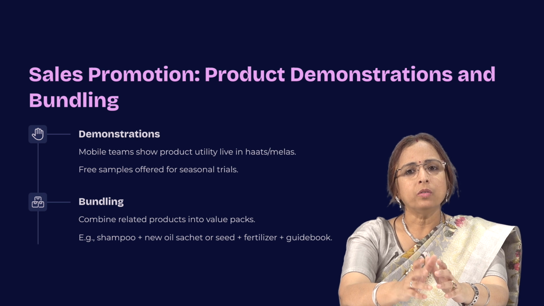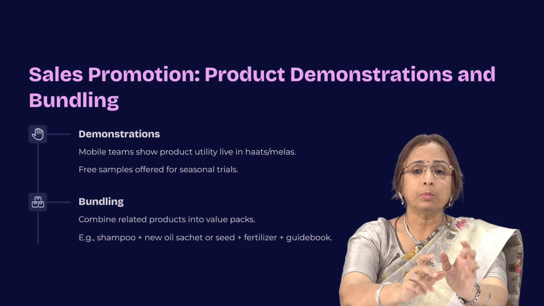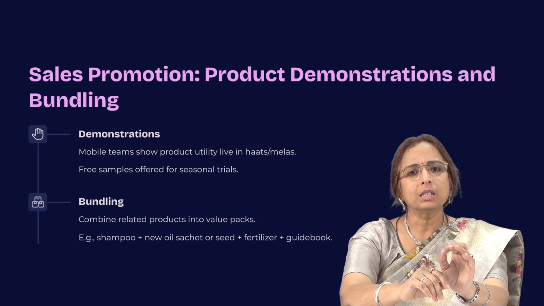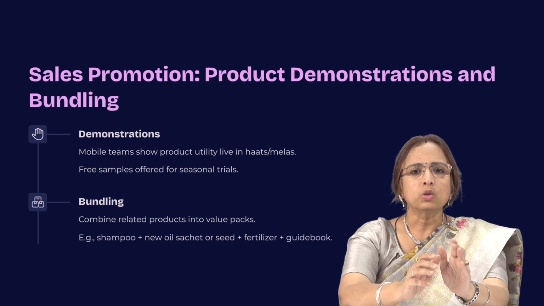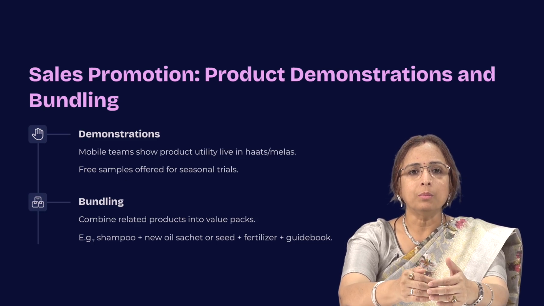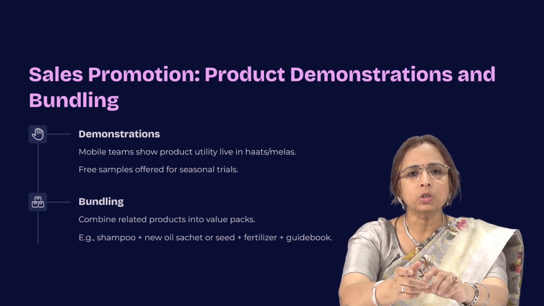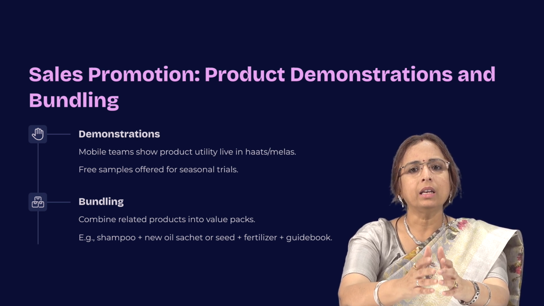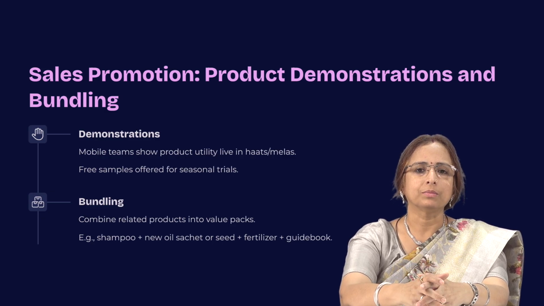Companies also frequently employ bundling and value packs. They create value packs or bundles specifically targeted at rural consumers. For instance, a fertilizer company might bundle seeds, fertilizers and a guide booklet into a kit sold at a promotional price before the sowing season. Or an FMCG firm might bundle a shampoo with a small sachet of a new hair oil for free to cross promote a new product. Bundling conveys a sense of higher value and can effectively introduce new items by piggybacking on popular ones.